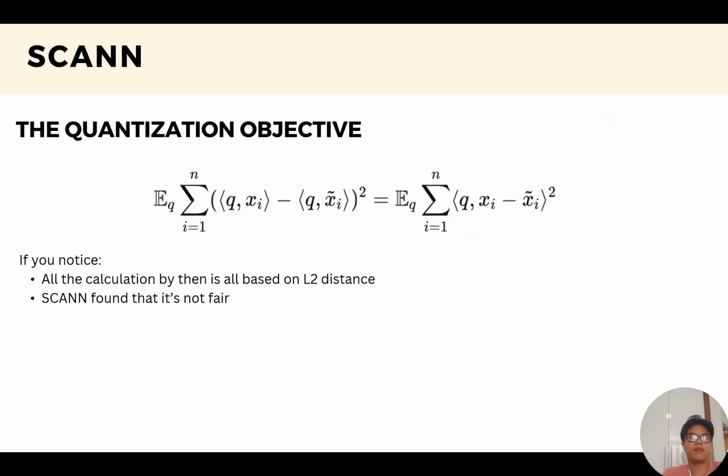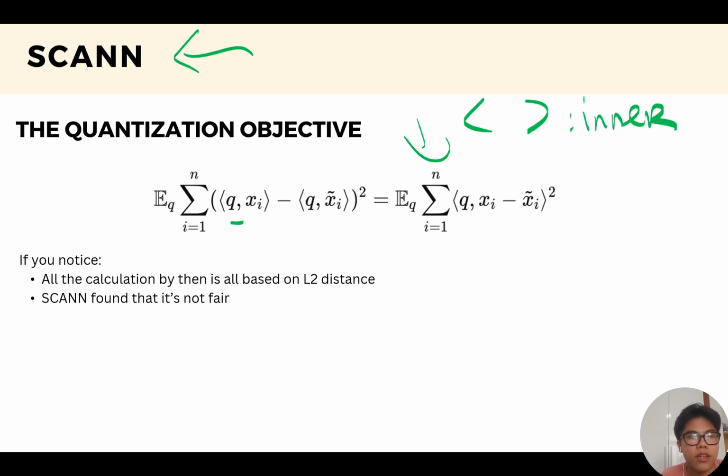Now comes to the most important part of this seminar. I want to introduce the ScaNN algorithm, which comes from the Google research team. This is the quantization objective. This sign means the inner product, and Q is the query, X is the vector, and X here is the quantized vector. So we want to minimize this loss.